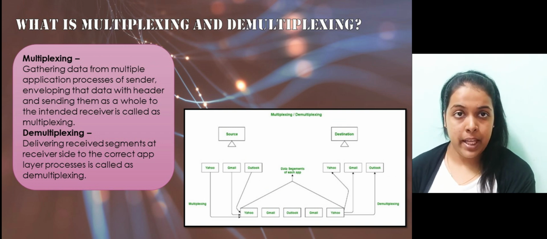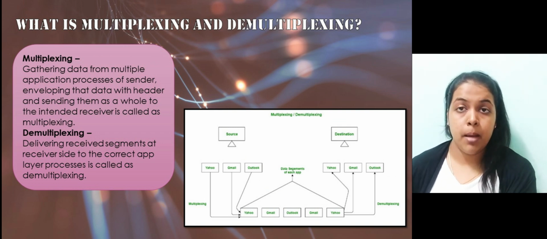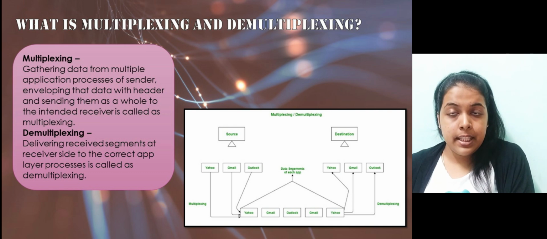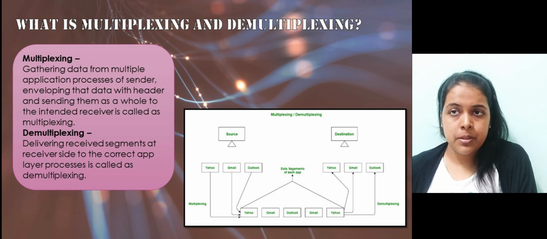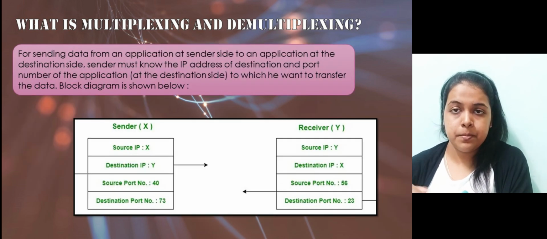Then, what is multiplexing and demultiplexing? Multiplexing is gathering data from multiple application processes of the sender, enveloping the data with a header and sending them as a whole to the intended receiver. And what is demultiplexing? Delivering a received segment at the receiver side to the correct application layer process is called demultiplexing.